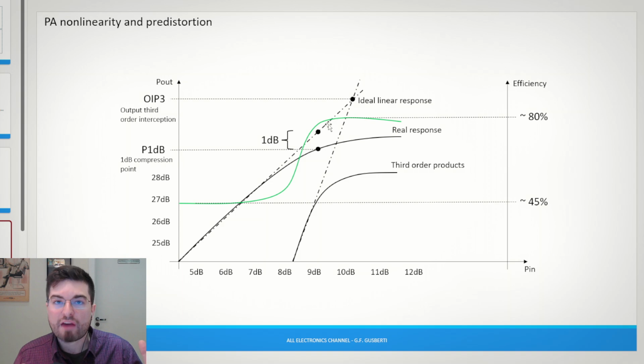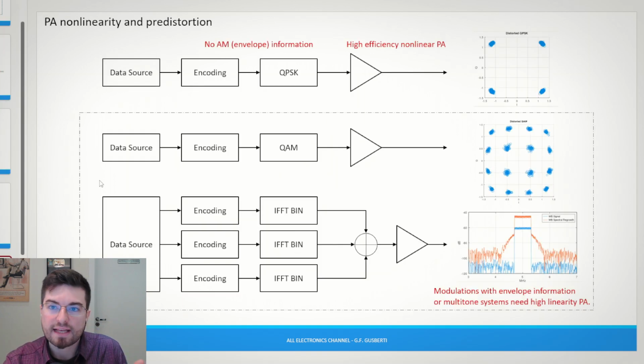And of course, we have modulations that work better in saturation, like modulations that have only phase information, and we have modulations that have envelope information, that have information in their amplitude. If we have information in the amplitude of the signal, the nonlinear effect is a problem. So this is a trade-off.